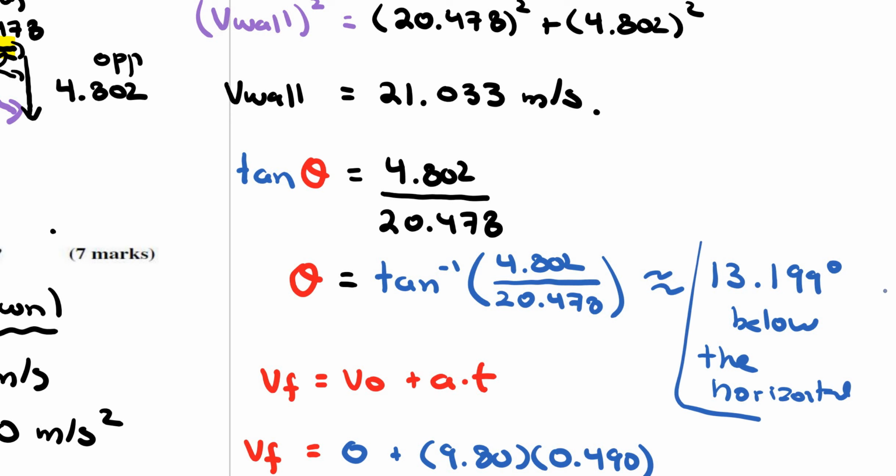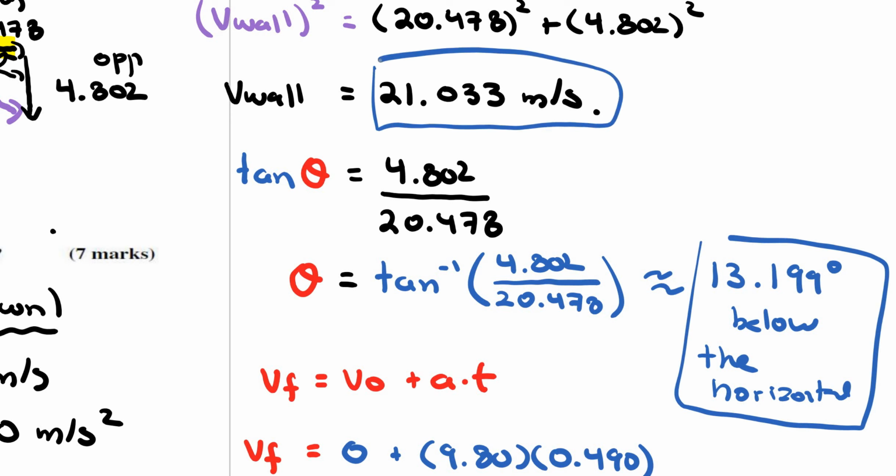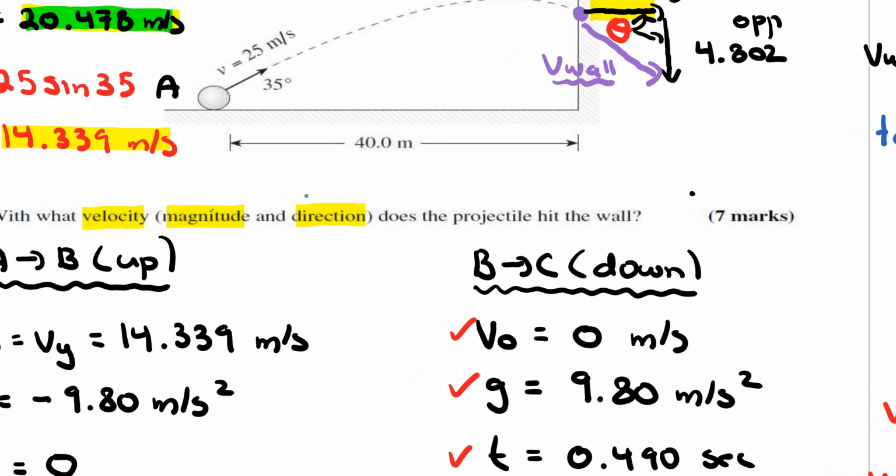All right, so that right there is your direction, and your magnitude is right here, around 21.033 meters per second, and the direction is 13.199 degrees below the horizontal. So that takes care of the magnitude and the direction right there. Okay, so that concludes this homework help video.